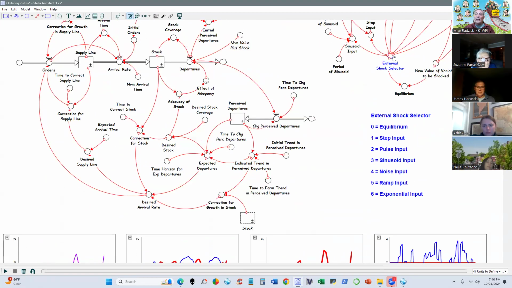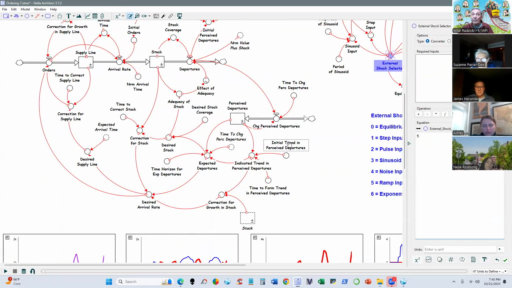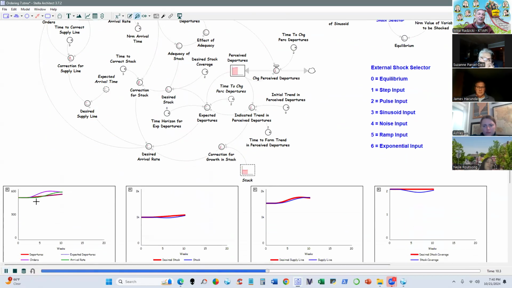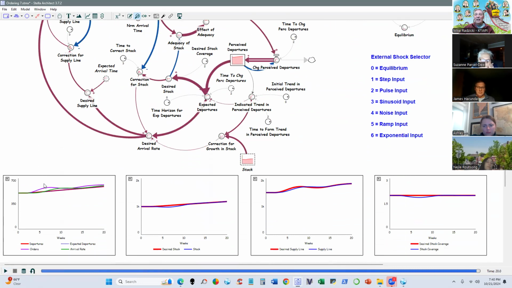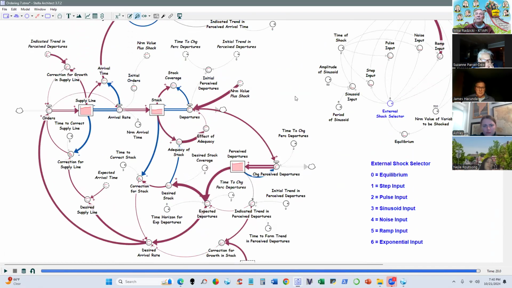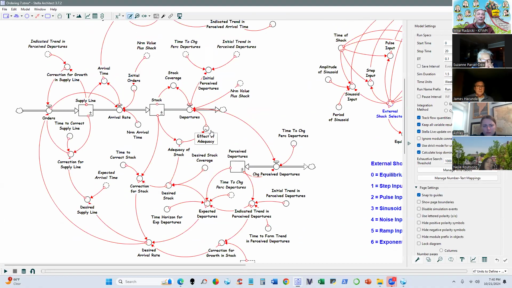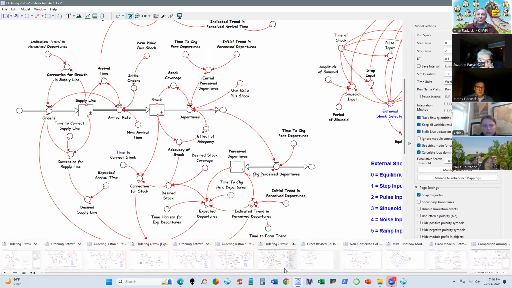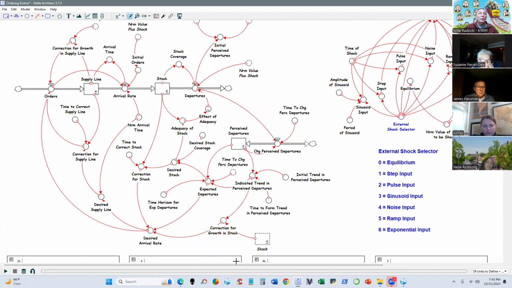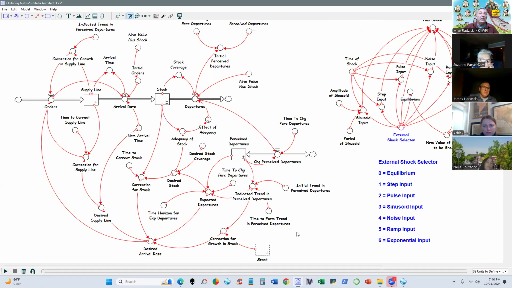We have noise for, I guess I was goofing around with the noise, apparently. And again, you have the desired stock and the stock, desired supply line, desired coverage and the coverage. And the flows have got to catch up to one another. So it's fairly compact. Oh, the other thing that I did, sorry, I'm trying to remember what I did here. Oh, I know what I did.